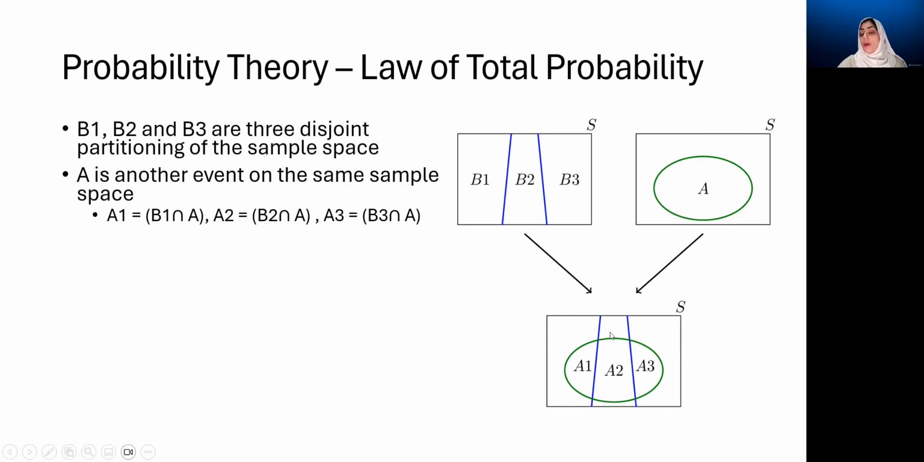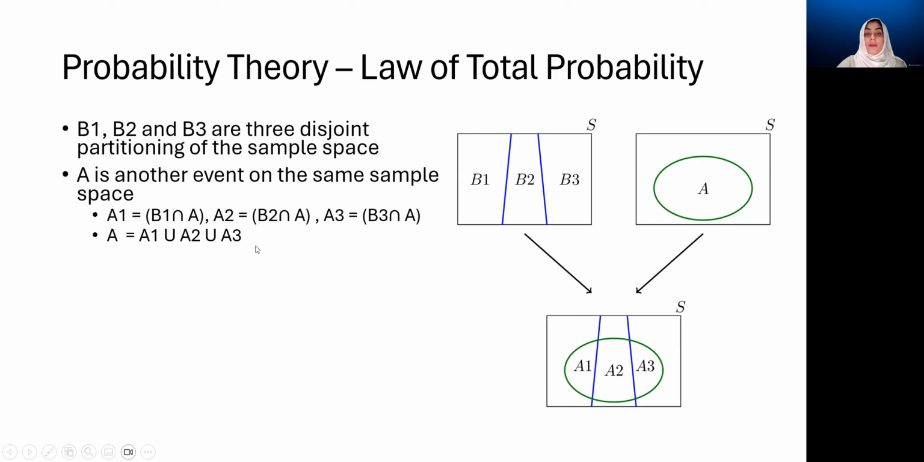A2, or this part of the event A, is basically an intersection between B2, the second partition, and the event A itself. Please note that we are taking intersection with the whole event A. Since only B2 overlaps with this part, we just get this portion of the entire event A. Similarly for A3, we get only this part when we intersect it with B3. Now we know that A is actually the union of A1, A2, and A3. And we also know that A1, A2, and A3 are disjoint. There is nothing common in them.